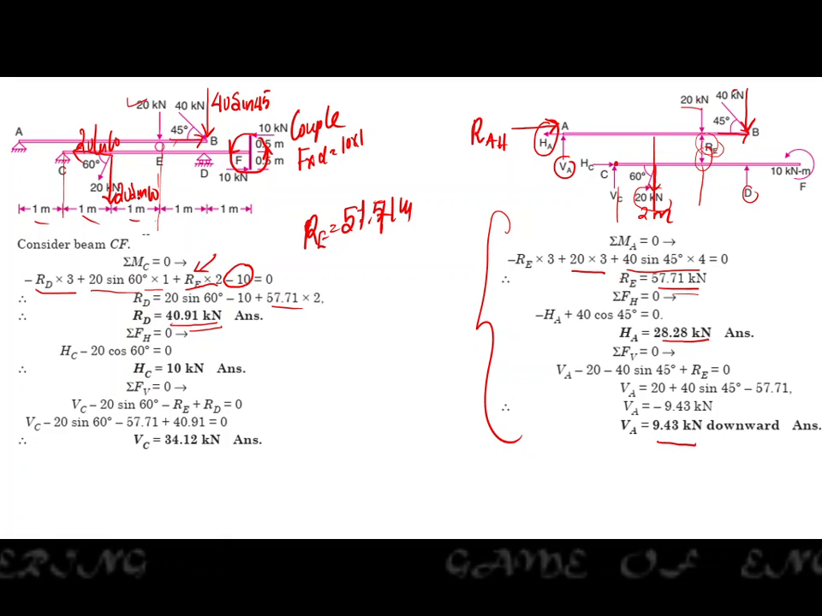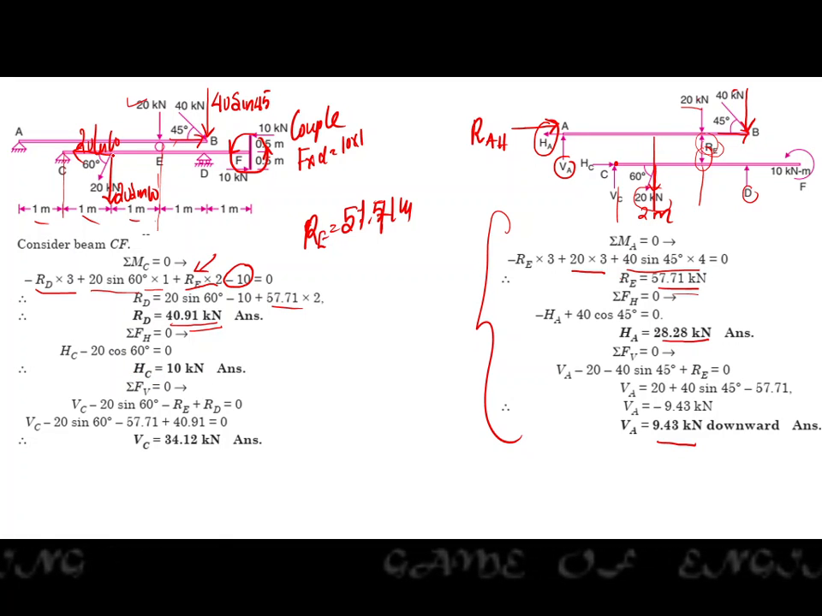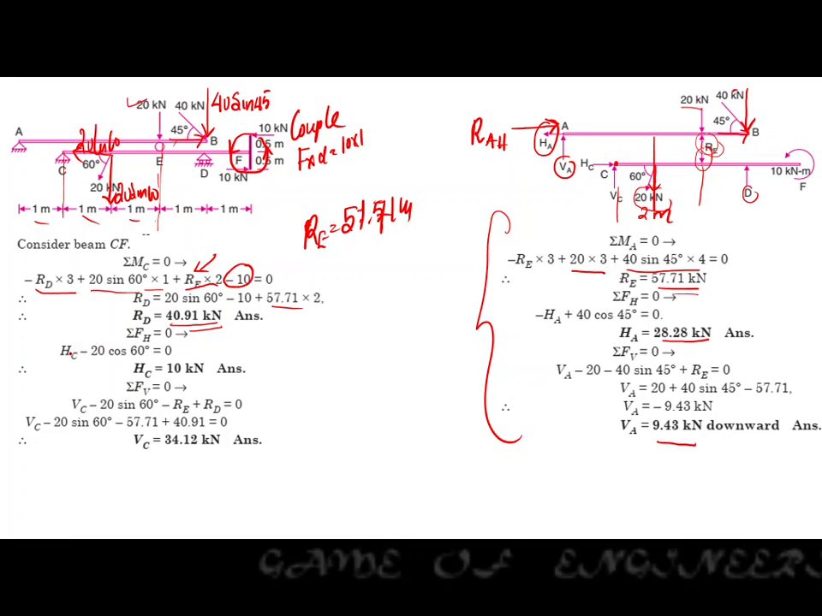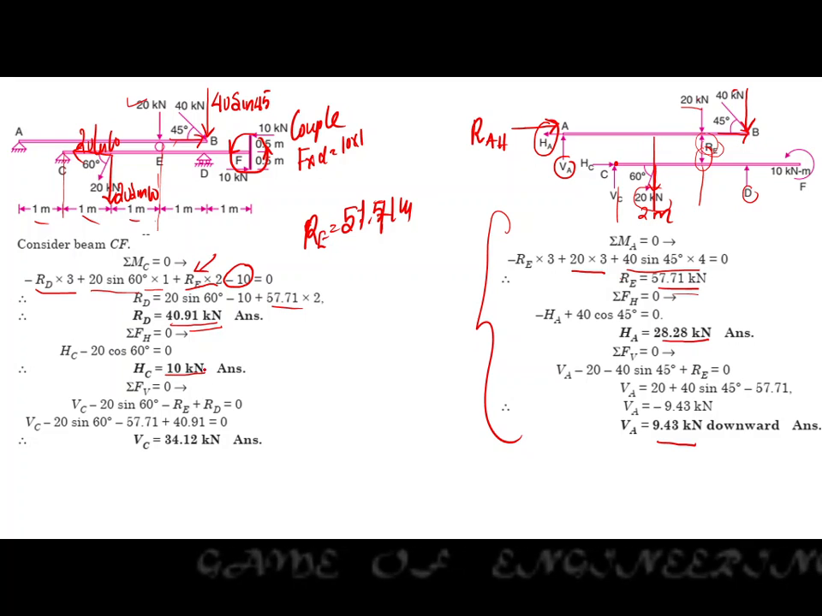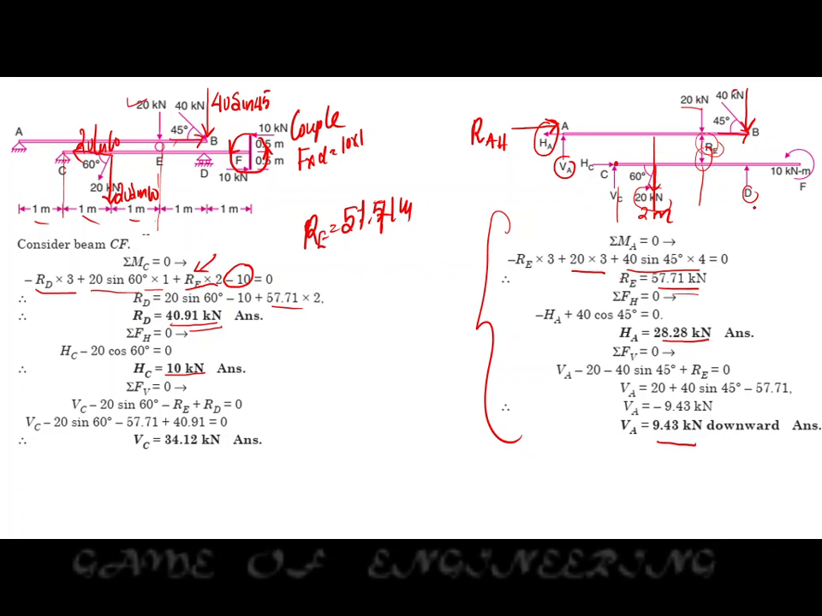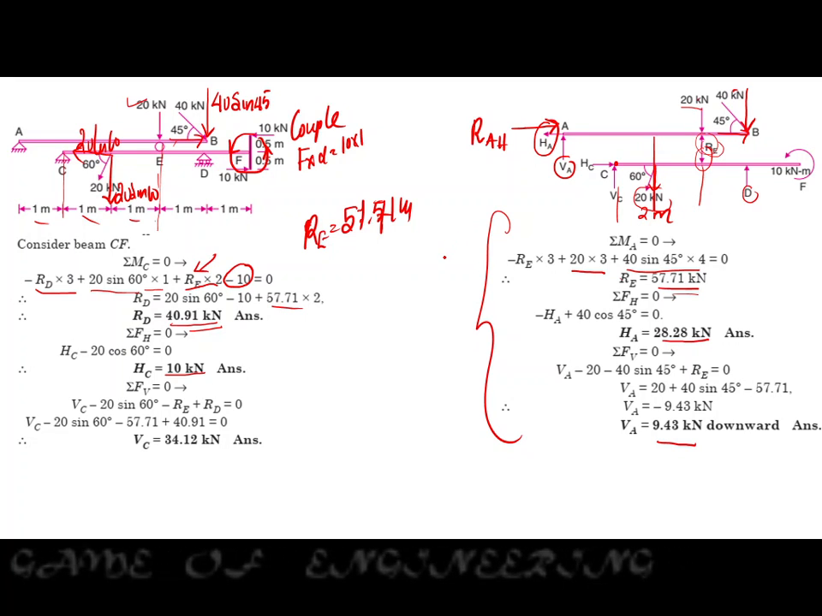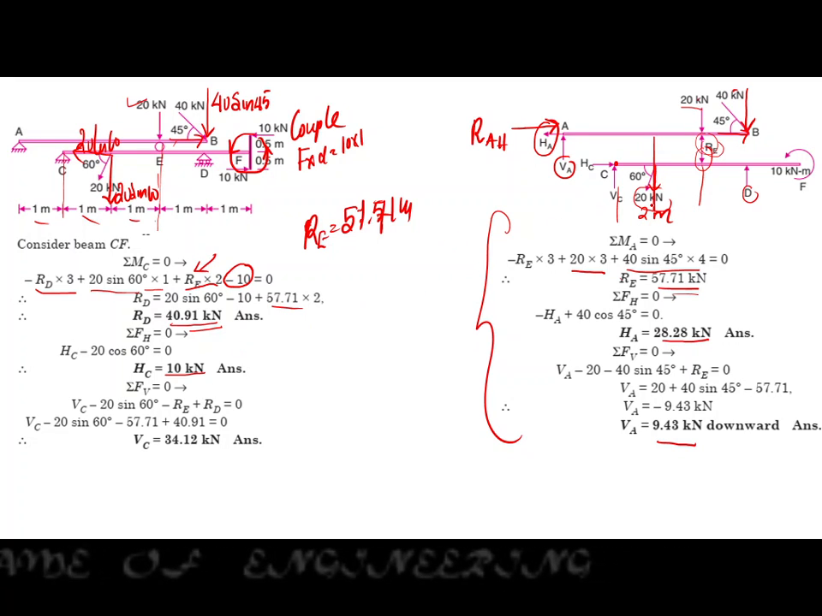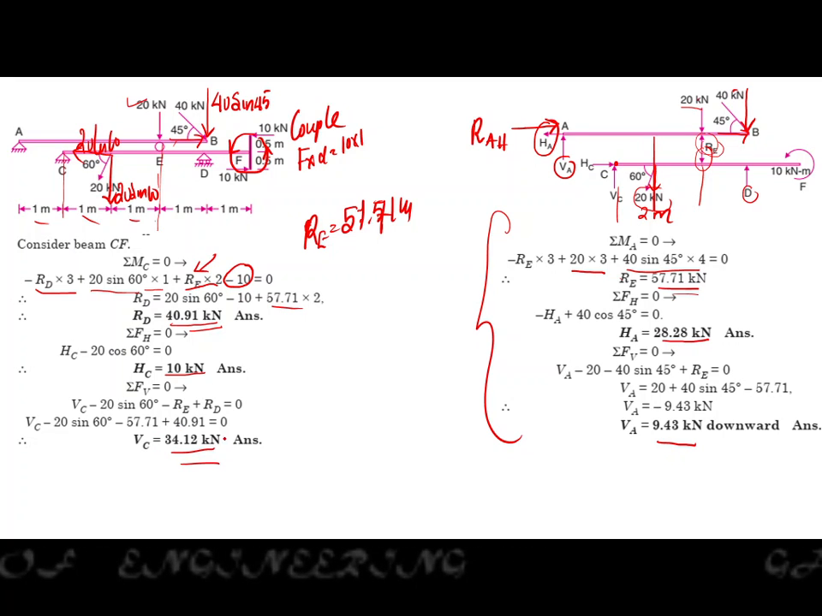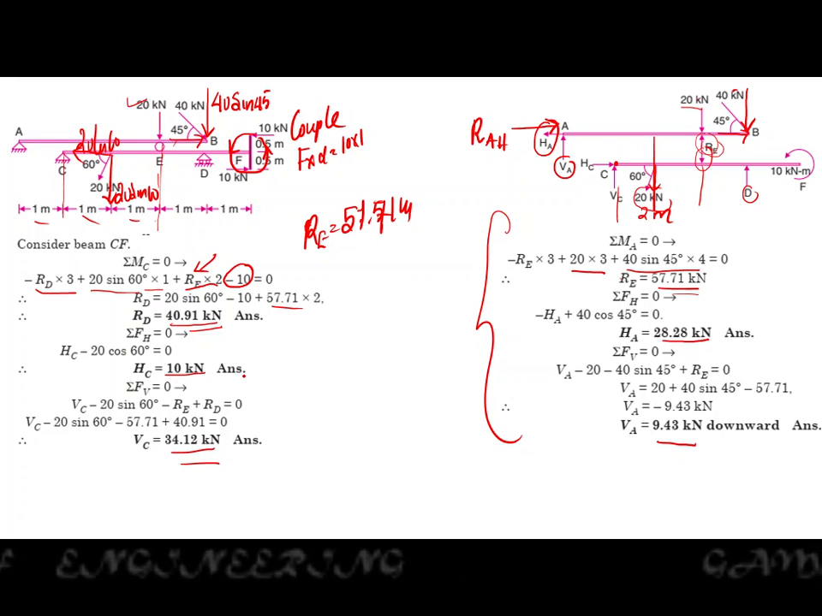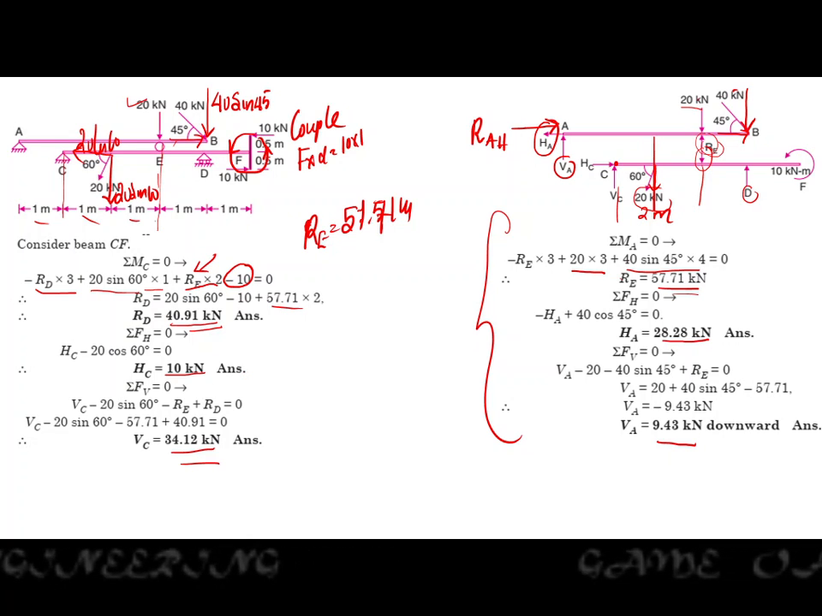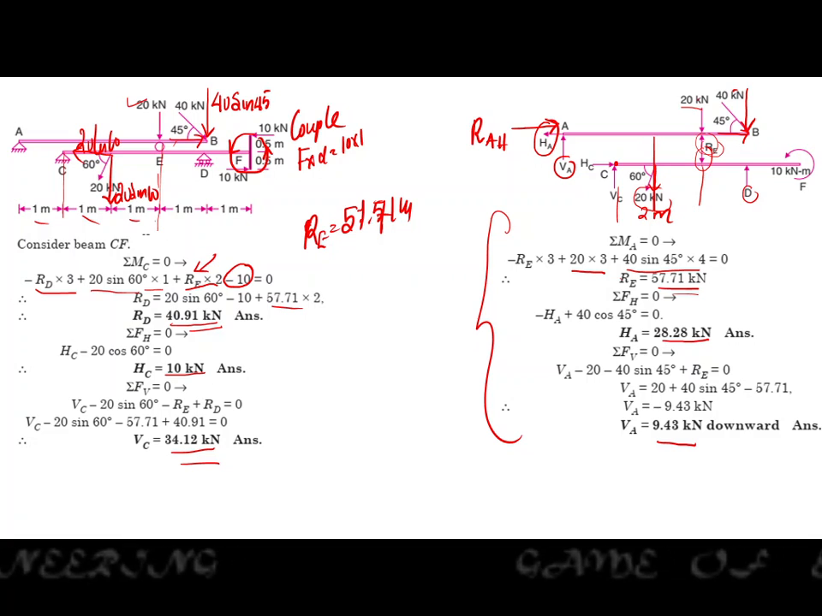For RC horizontal, the only horizontal force is 20 cos 60. As it is towards the left, the reaction will be towards the right. So the value of HC is 10 kilonewton. By equating the vertical forces, the reaction at point C, the reaction at point D, RE, and the vertical component of the 20 kilonewton force, we get the vertical reaction as 34.12 kilonewton. So this is how we solve a beam mounted over another beam. The reaction of the top beam will be treated as the load for the second beam.